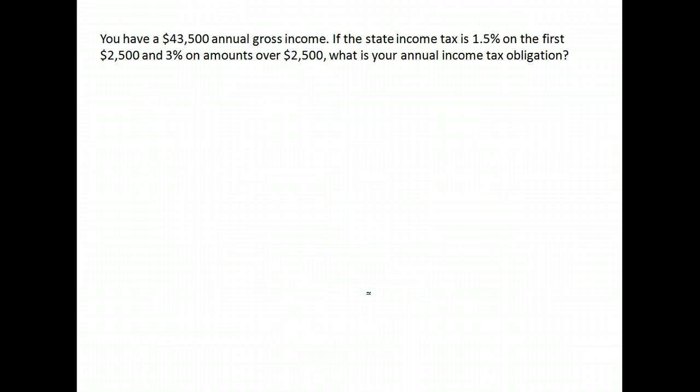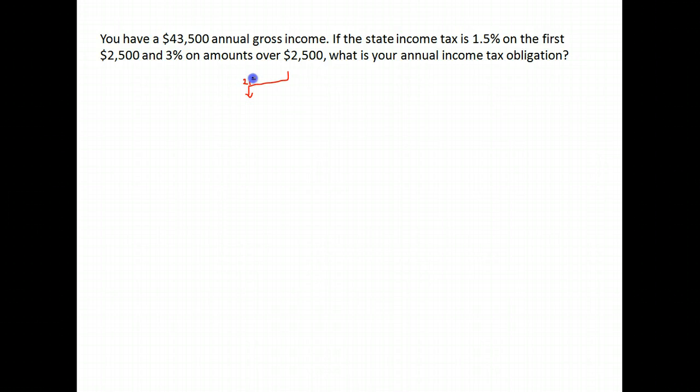Right, taking a look at this question, it says you have $43,500 in annual gross income. If the state income tax is 1.5% of the first $2,500 and 3% on amounts over $2,500, what is your annual income tax obligation? Well, notice our tax is split into two things.